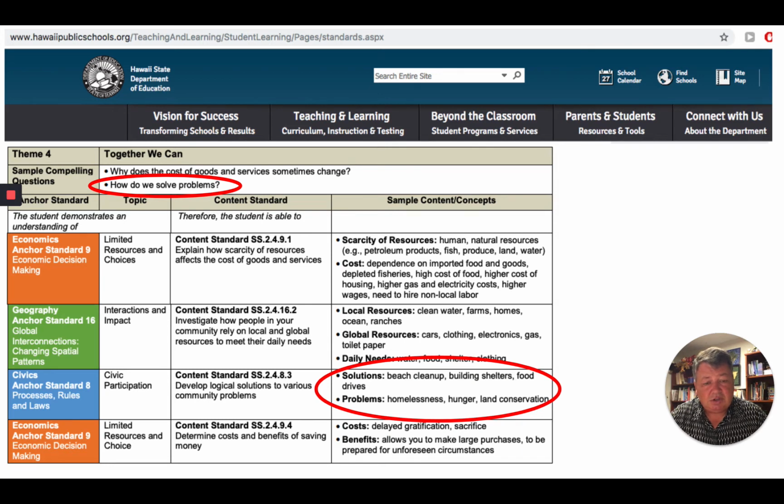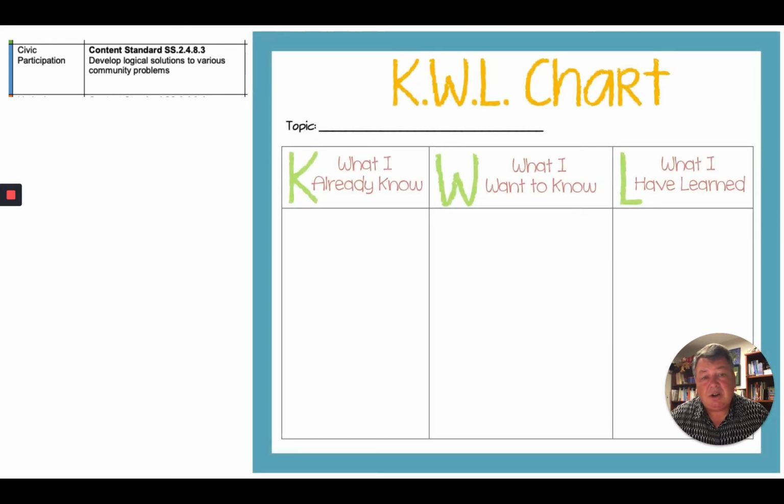So as a teacher, once I get a big picture idea for a unit, now I'm going to do some brainstorming. And my brainstorming might start with a specific content standard here, developing logical solutions to various community problems. Well, I know as a teacher, before I can even do that, I'm going to have to get my students thinking about what the problems are. So I might start off with a KWL chart: what you know, what you want to know, what you've learned. And I might make the title of that chart, what problems do we have in our community? What problems do you know that we have in our community?